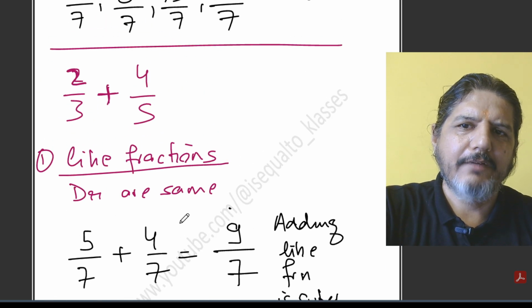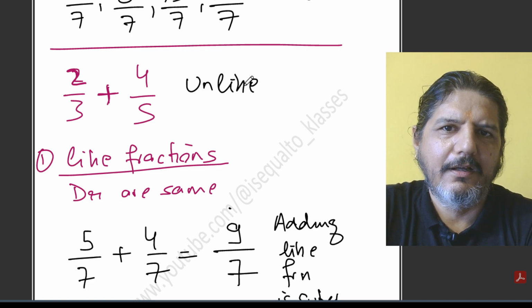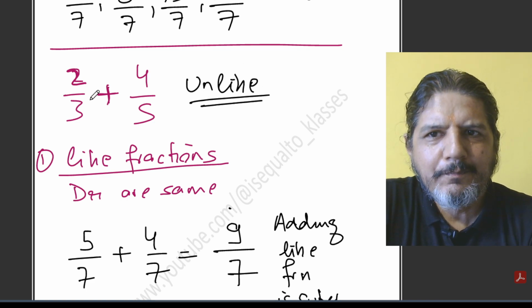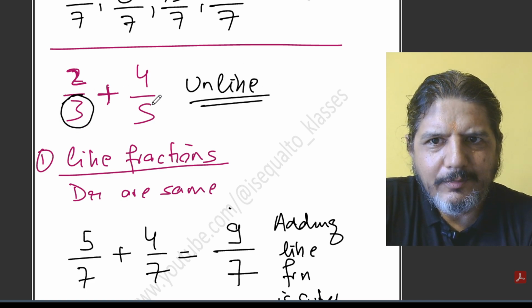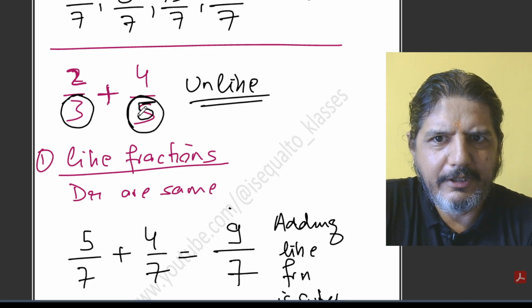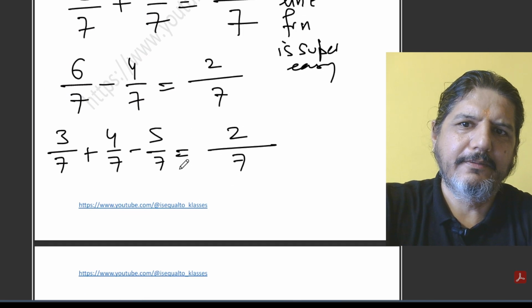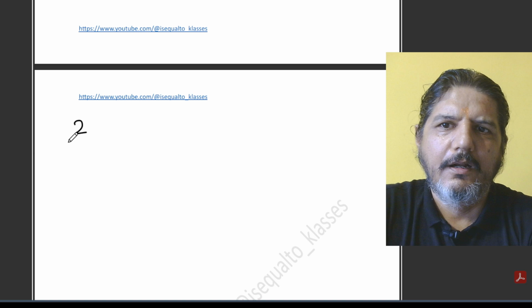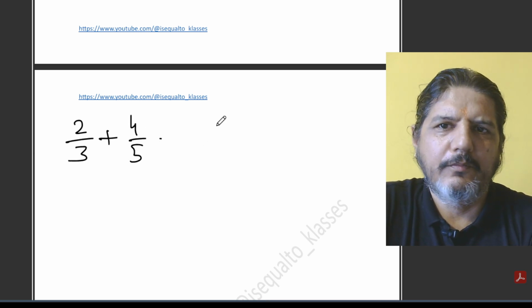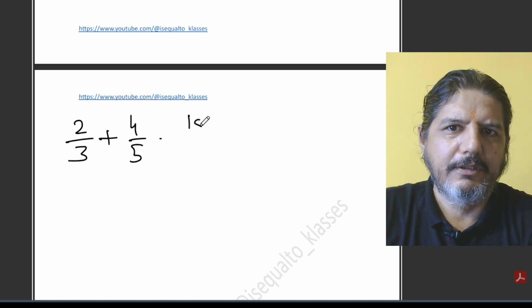But when you have unlike fractions, your first step is to make the denominator the same. So 3 and 5 have to be converted into such numbers so that we can make the denominator the same. So 2 by 3 plus 4 by 5. We have understood that we make these like fractions. This is the first step.